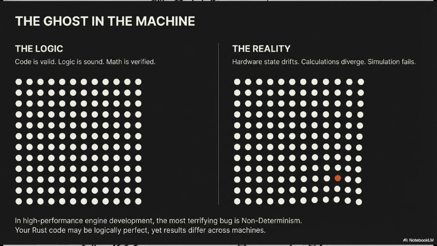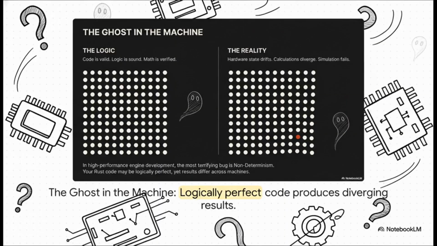Picture this. It's a scenario that keeps even the most experienced developers up at night. Your code is perfect, the logic is totally sound, but your simulation fails. The results are just wrong. This is that ghost in the machine we're talking about. Non-determinism. It's a total catastrophe.